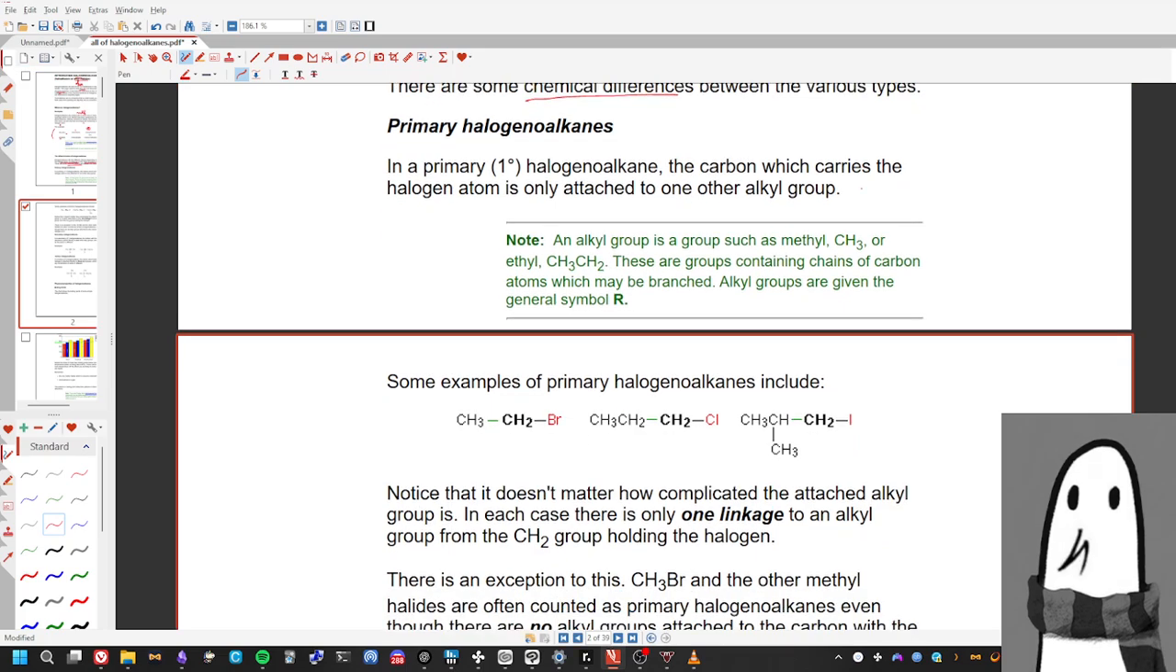Now, first of all, primary halogen alkanes. We're going to be calling them haloalkanes. So primary haloalkanes, the carbon which carries a halogen atom is attached to only one other alkyl group. Again, an alkyl group can be a methyl, CH3, or CH2, which is going to be your ethyl.